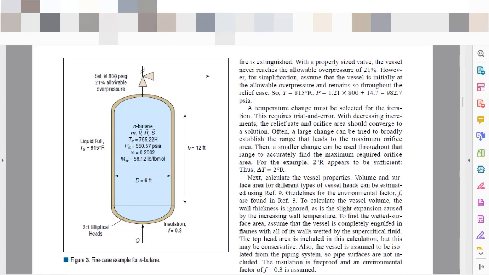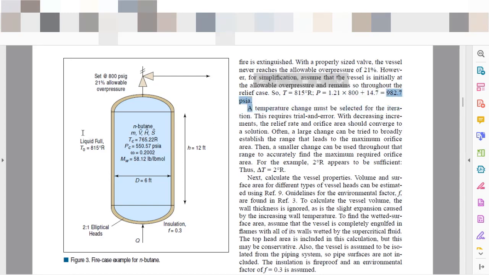plus the allowable overpressure to absolute pressure. In this way, we have 1.21 multiplied by 800 plus 14.7. This 14.7 refers to the barometric pressure. So if you are in a higher place, the barometric pressure will be lower than 14.7. And if you are at sea level, you can consider 14.7. So based on that, we have the relief pressure of our system.